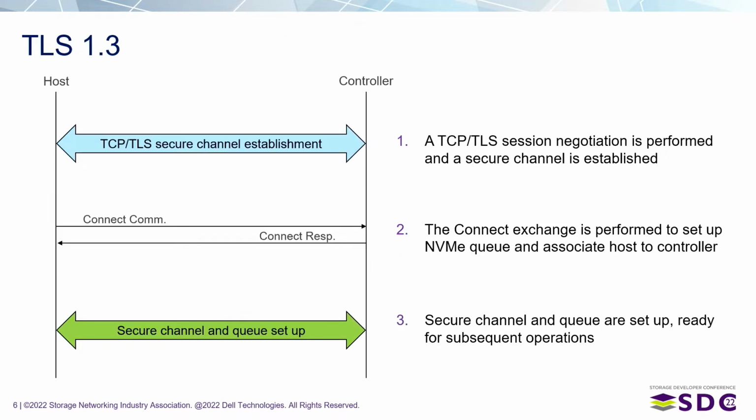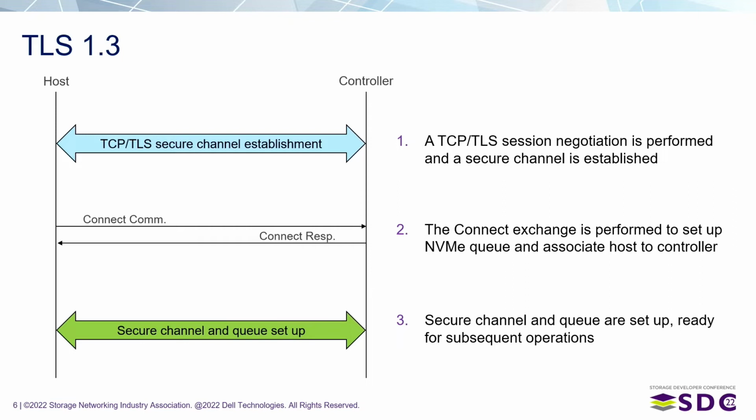Another thing is we defined the usage of TLS 1.3. TLS 1.3 defines a secure channel using the same protocol that is used right now every time you connect to your bank account on your web browser. Okay, that's what is used here. So you establish a secure channel, and now everything is integrity protected and encrypted for confidentiality over this secure channel. You do your connect, which sets up queues and associates those to the controller, and we are ready to go.